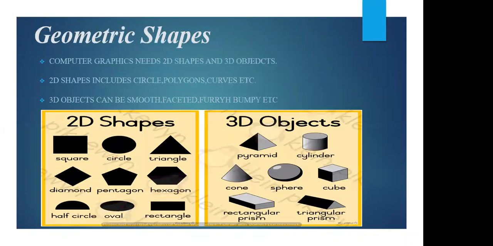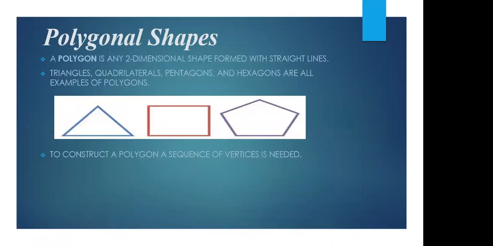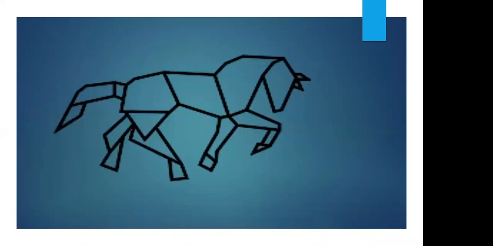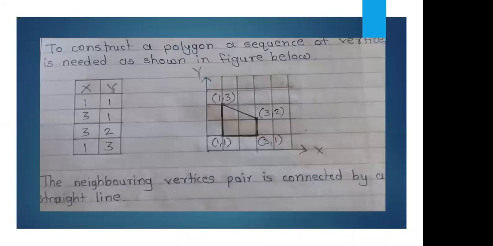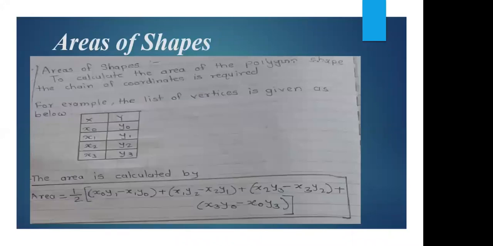Then geometric shapes. That means you can see different objects in game programming. Those shapes are created by using 3D objects, and those 3D objects are created by using 2D shapes. Then polygonal shapes, that means any shapes having only 2 dimensions. This is an example of polygonal shapes used to create a horse image. Then this is one example of polygonal shapes and areas of shapes.